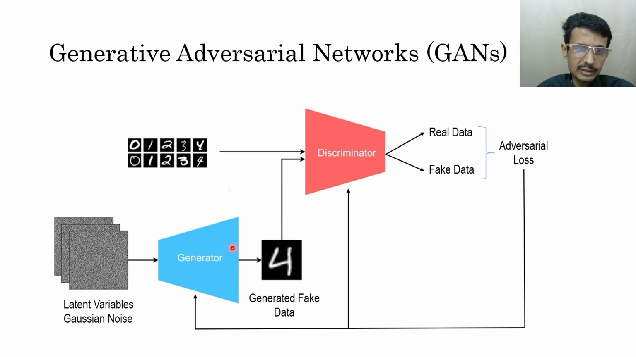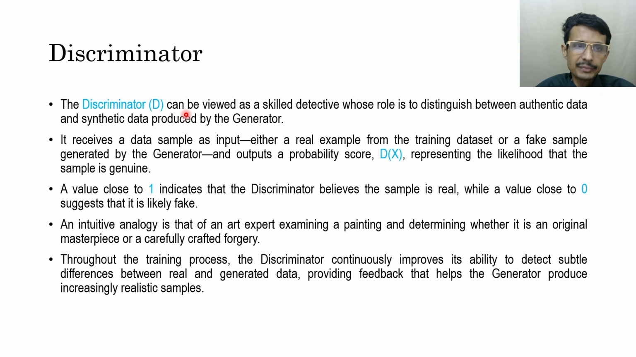These two are trained separately. When the discriminator is being trained, the generator is held fixed. When the generator is being trained, the discriminator is used. Now, a value close to 1 indicates that the discriminator believes the sample is real, while a value close to 0 suggests that it is fake. That means it is just a discrimination, trying to discriminate.